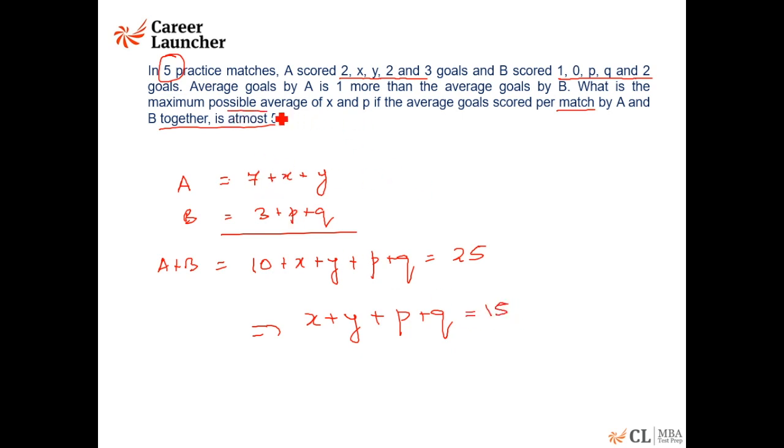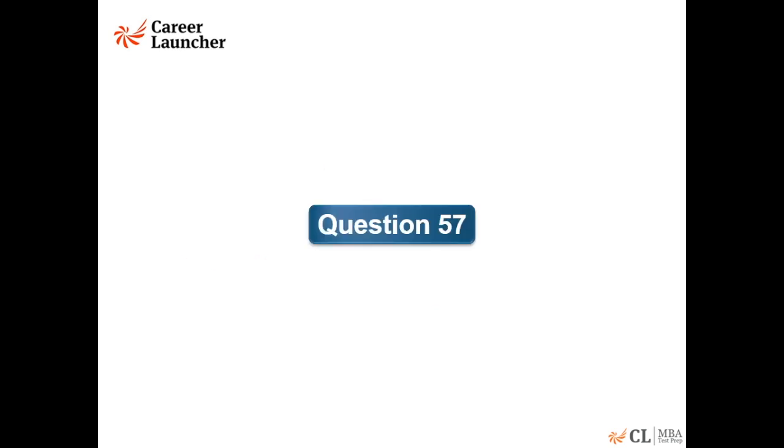What do we need to find? Maximum possible average of X and P. I need the maximum possible average of X and P. If I want to maximize X and P, that means Y I will take as 0, Q I will take as 0. That means X plus P should be equal to 15, or the average will be 7.5.